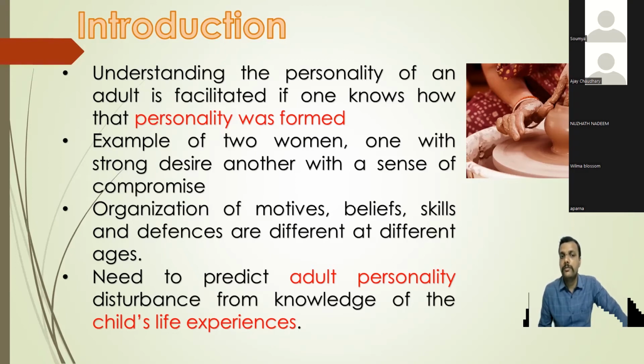Organizations of motives, beliefs, skills and defenses are different at different ages. So at different ages, we'll have different motives, our belief systems will be different, our skill set will be different. If we assign a simple task to a 5 year old boy and a 15 year old boy, the way they do the process will be different because of their age. The skills they have will be different, and we are studying this because we need to predict adult behavior.